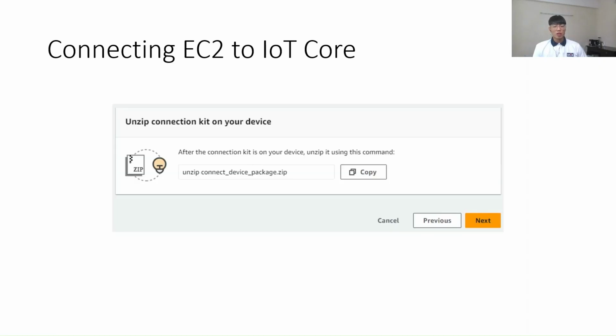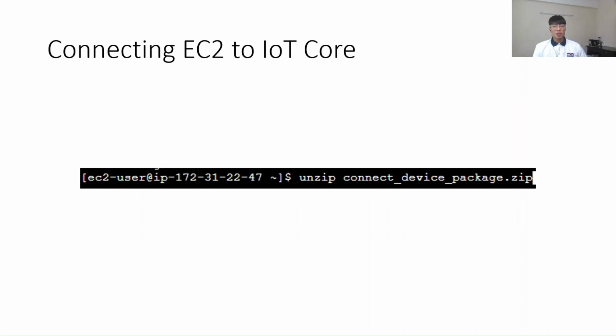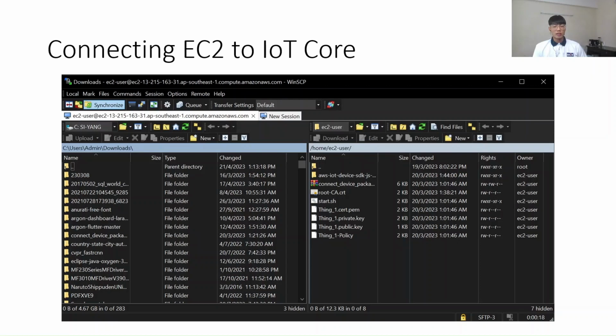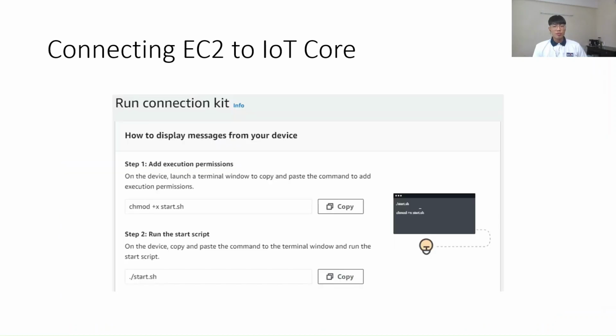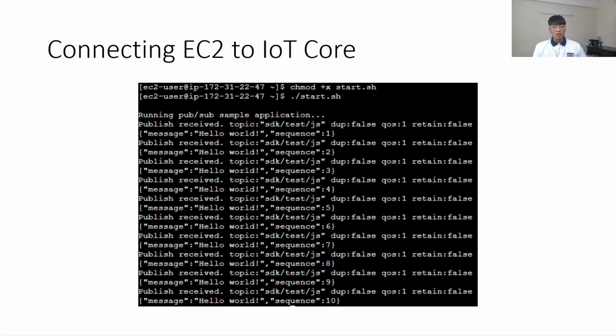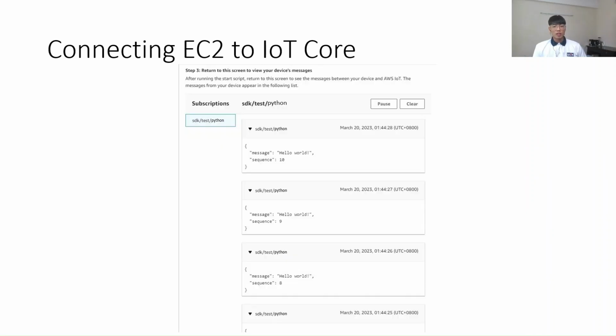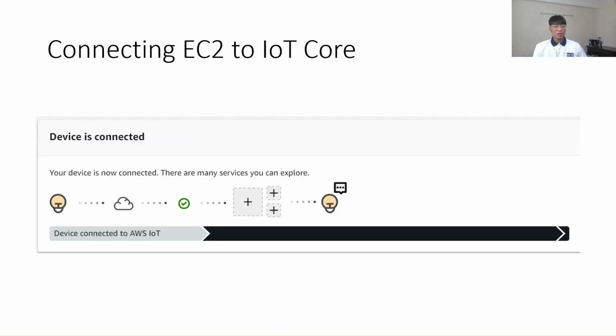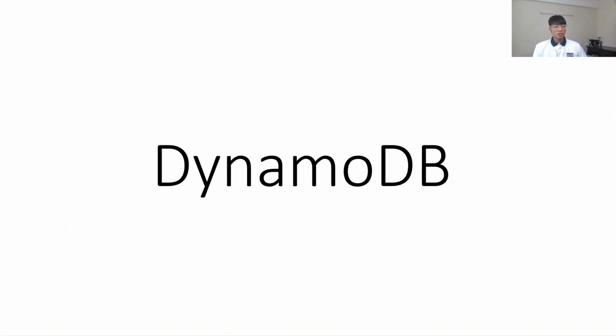And then go back to the step just now. Copy the unzip command and paste it in the terminal. And this will unzip the file. And then copy both of these commands and run on the terminal. After that, you should see this result which indicates that the connection is successful between EC2 and also IoT Core. Okay, then you also see this.